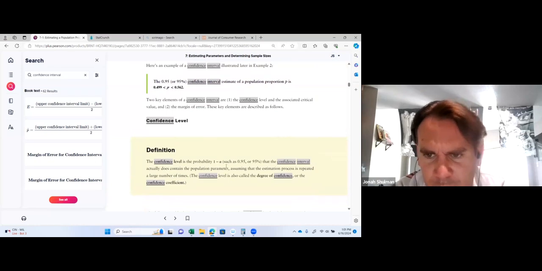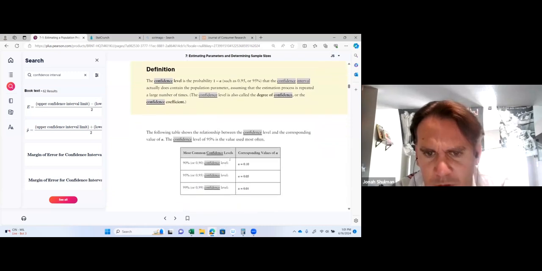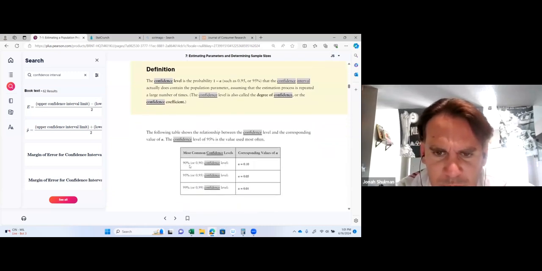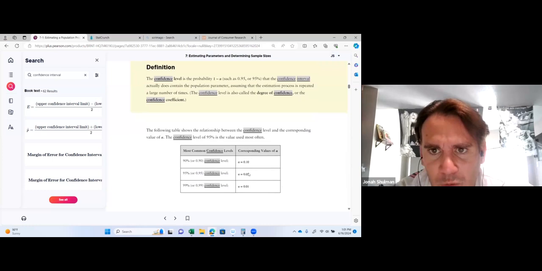It's 1 minus alpha, so if it's 5%, it'd be 90%. But why are we going 90%? Oh, I was right. Most confidence levels at 0.10 should be 90%, and 0.05 should be 95, and 0.01 should be 99. So I guess the back of the book made a mistake, because this one says it should be 95% like I had it. Am I going to argue with it? No.